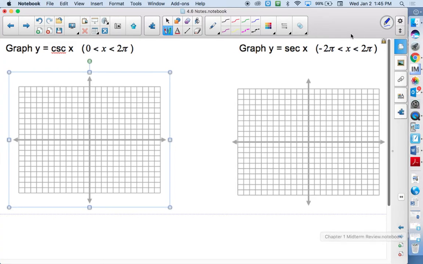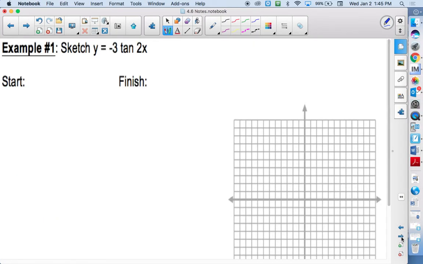Tomorrow we'll talk about the secant and cosecant. But we're going to see if we can kind of talk about the tangent graphs. So it has at the bottom start finish. You really don't need to worry about the start finish. But we're going to still think about what those values mean.